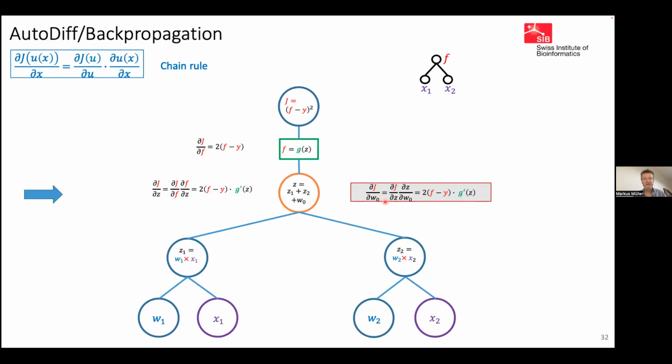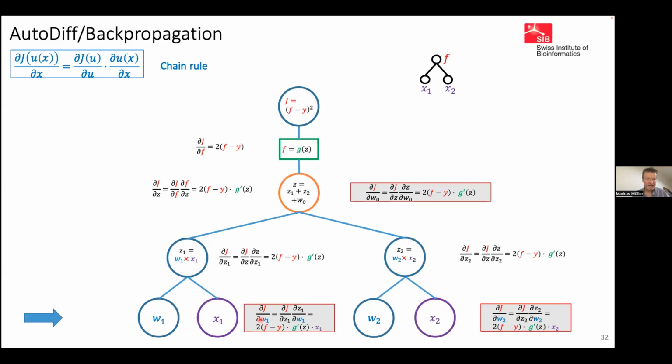We already gained that. Now we need to know how j changes with respect to the weights w1 and w2. And for that, we have to go further through that computation graph. And here again, we calculate how j changes with respect to z1, again applying the chain rule. And since this is just a simple addition here, it doesn't change anything. Then we come to the last node, and then we calculate how j changes with respect to w1 and w2, and again apply the chain rule, and that gives us this final result. Okay, and this is it.